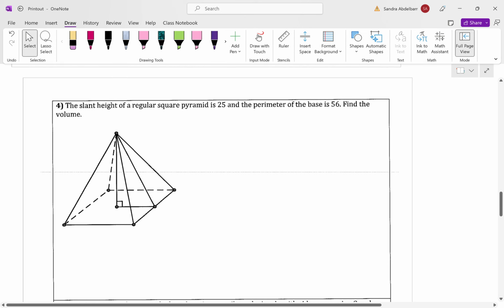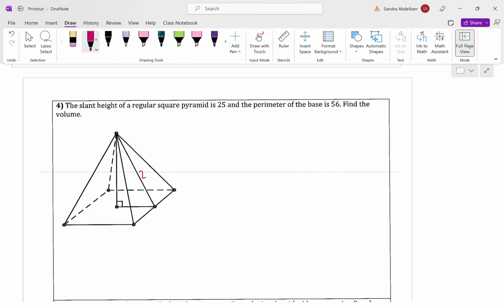All right, let's keep going. This time they're saying the slant height of the regular square pyramid is 25 and the perimeter of the base is 56. Find the volume. So the slant height, remember the slant height is the altitude of one of the faces. So they're saying this is 25. And they're saying the perimeter of the base is 56.